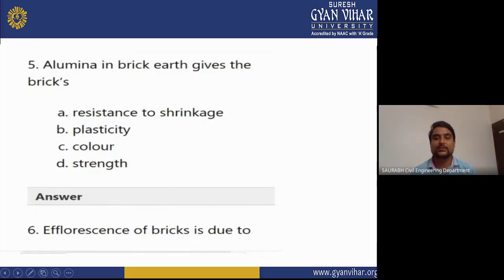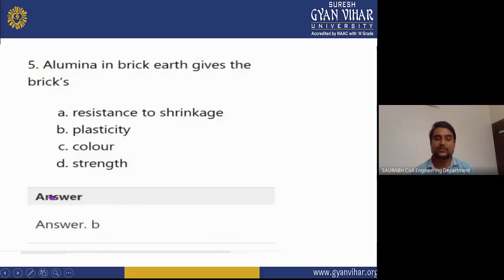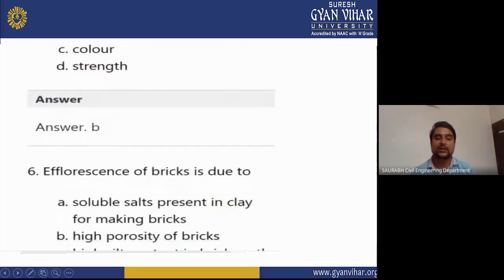Alumina in brick earth gives the bricks what? What is the work of alumina in the brick earth? You will see here: A, resistance to shrinkage; B, plasticity; C, color; and D, strength. Let's see what will be the right answer. The right answer will be B, which means alumina provides the plasticity in the brick earth. Now come on the next question.